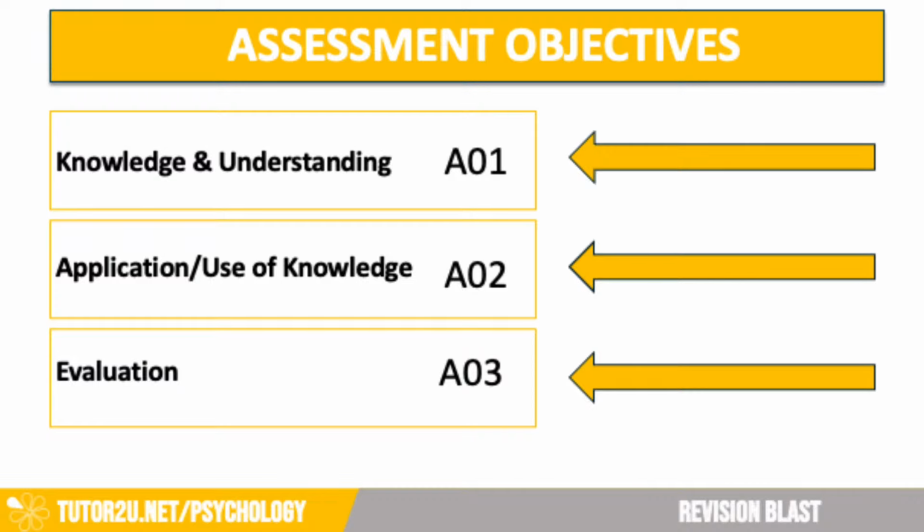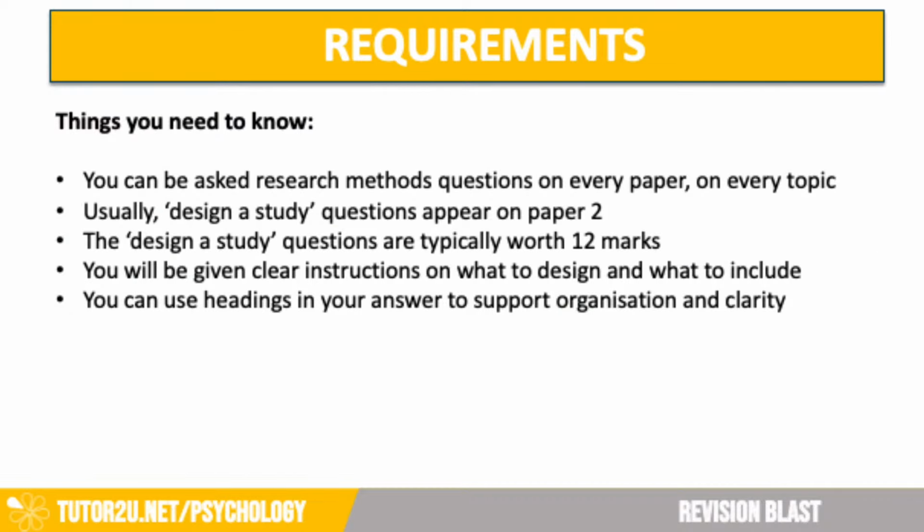Okay, so I'm going to start off tonight. Remember your assessment objectives. AO1 is your knowledge and understanding, AO2 is your application and use of knowledge, and AO3 is evaluation. And in these designer study questions that you might well get on paper 2, it does involve a mixture of those, because for example, sometimes you're asked to justify some of your decisions, and that clearly would be AO3. And you are applying and using your knowledge of research methods all through those answers.